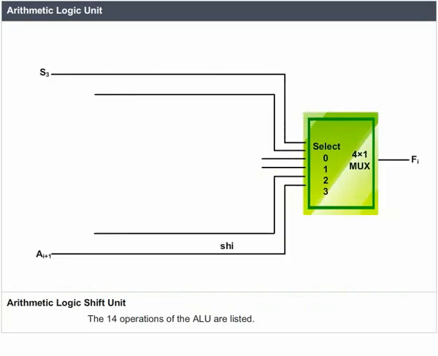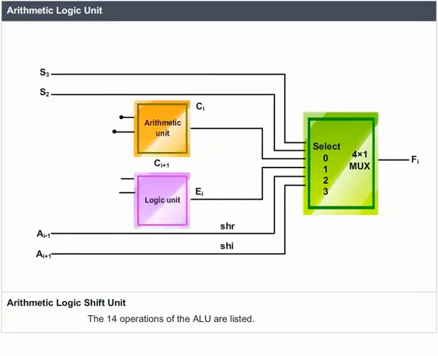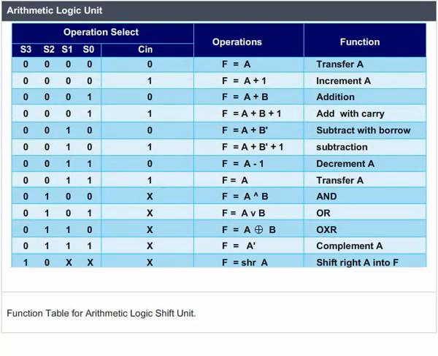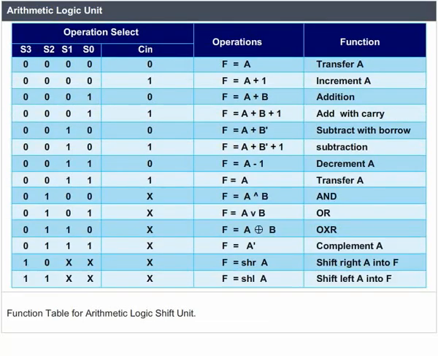Arithmetic logic shift unit. The 14 operations of the ALU are listed. Function table for arithmetic logic shift unit.